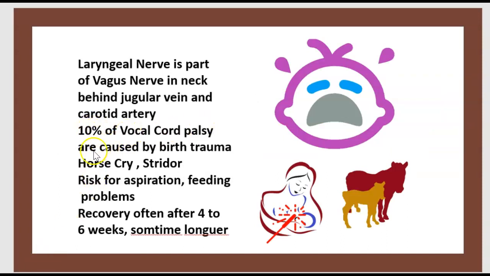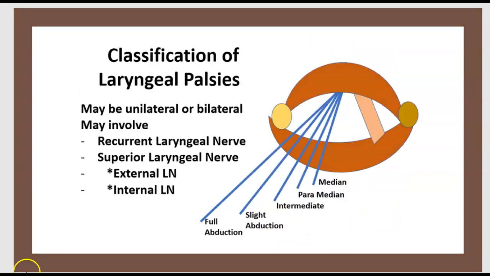10% of vocal cord palsies are caused by birth trauma: hoarse cry, stridor, risk for aspiration, feeding problems. Recovery often occurs after 4 to 6 weeks, sometimes longer. Classification of laryngeal palsy: it may be unilateral or bilateral, may involve the recurrent laryngeal nerve or the superior laryngeal nerve, external and internal. It could be median, paramedian, intermediate, slight abduction, and full abduction.